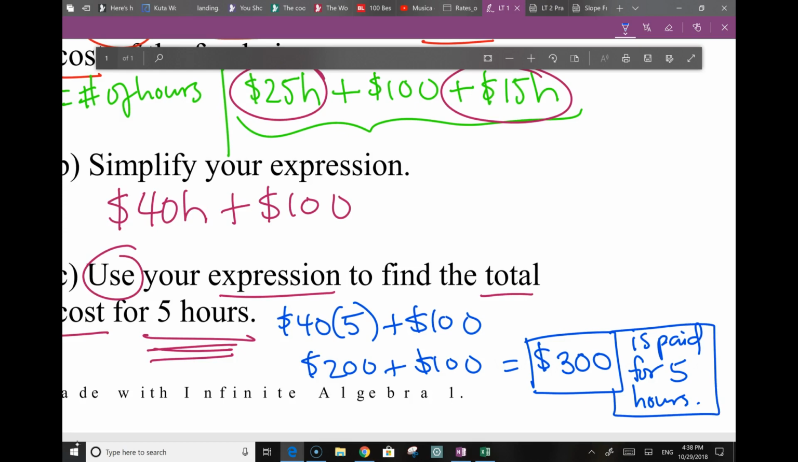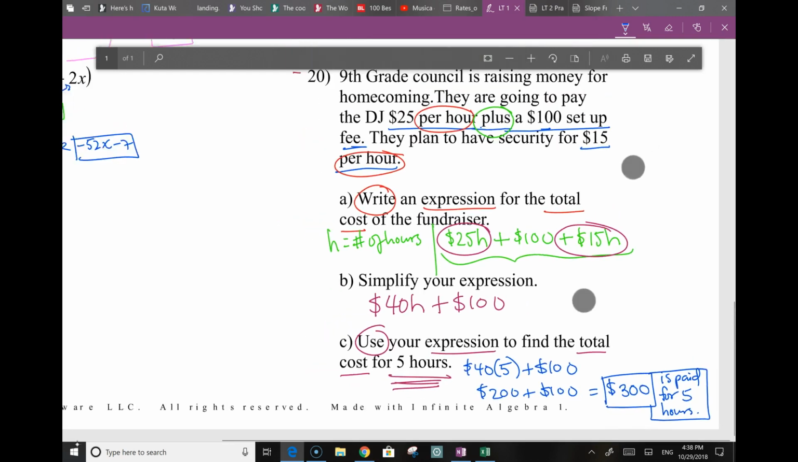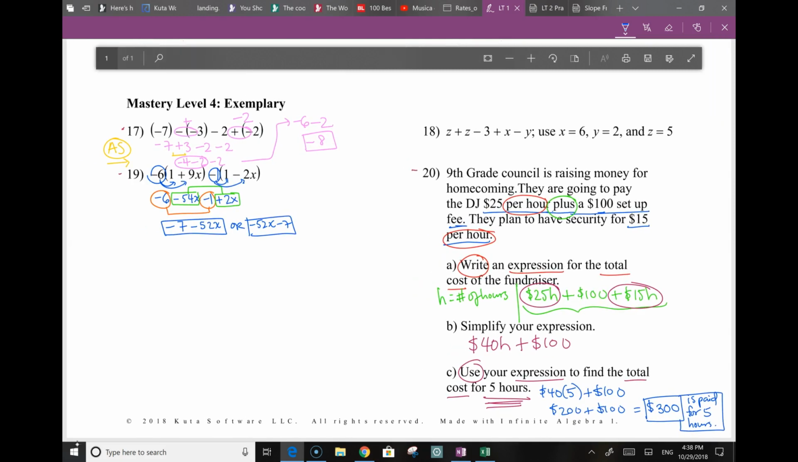And so there you have it, folks. A general overall review of basic algebra concepts involving integers and application.